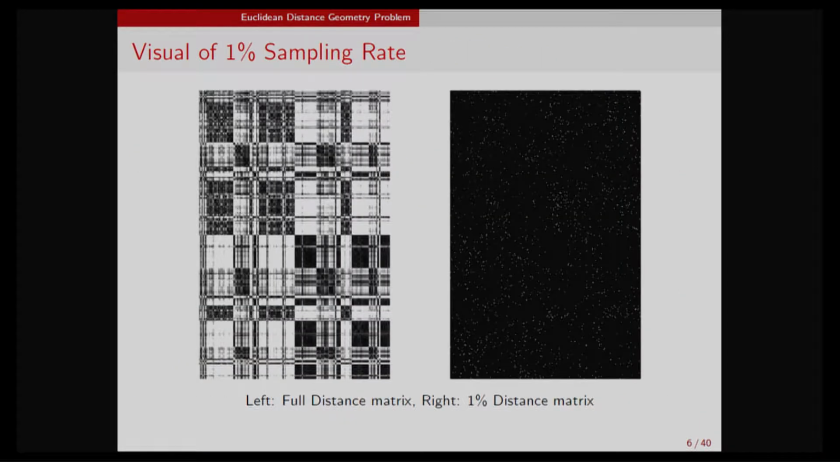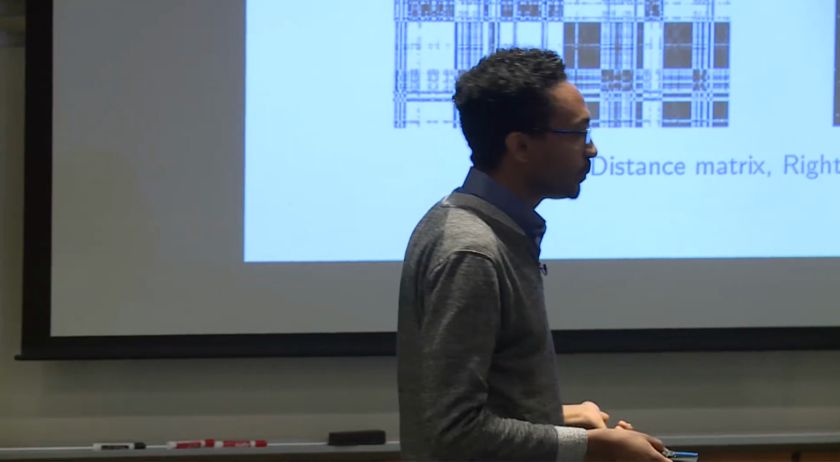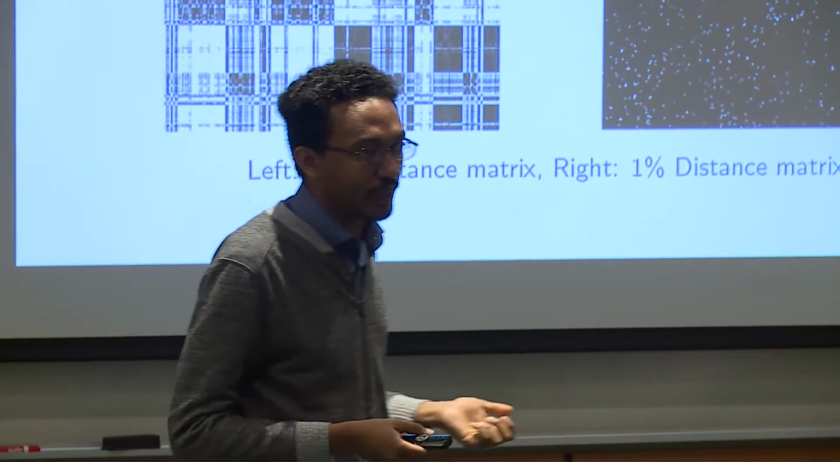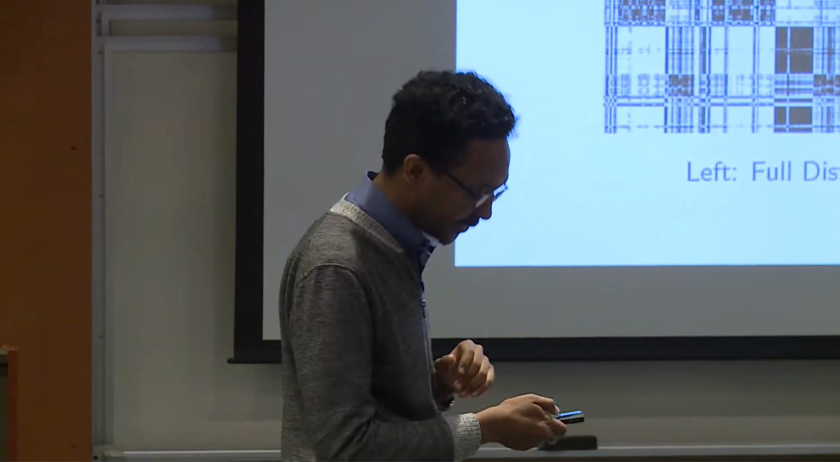If you visualize this in MATLAB, this is what you see. The left is the full distance matrix, and the right is the 1% distance matrix that you see. What I'll talk about here is how this low-rank framework works, what kind of sampling you do, and what kind of guarantees you have. That's the topic of the discussion.